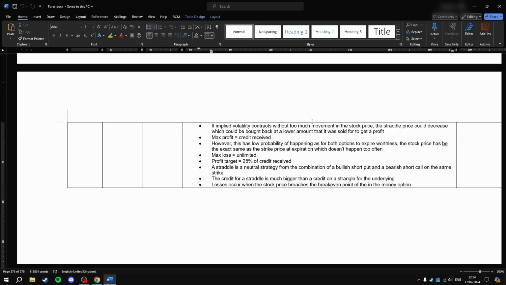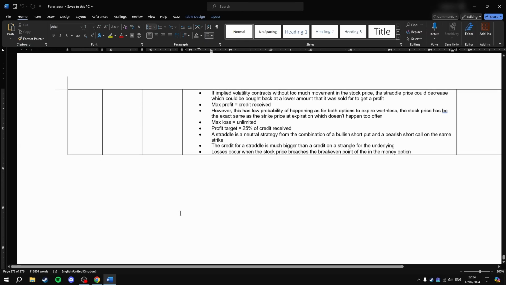Profit target, usually aim for 25% again of credit received. And the straddle is a neutral strategy from the combination of a bullish short put and a bearish short call on the same strike price. The credit for a straddle is much bigger than the credit on a strangle for the underlying, and losses occur when the stock price breaches the break-even points of the in the money option.